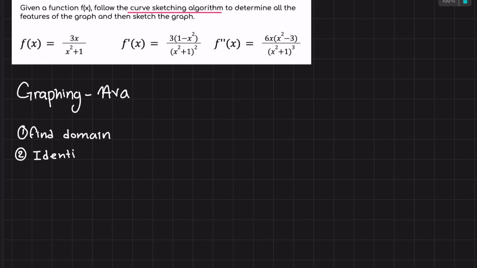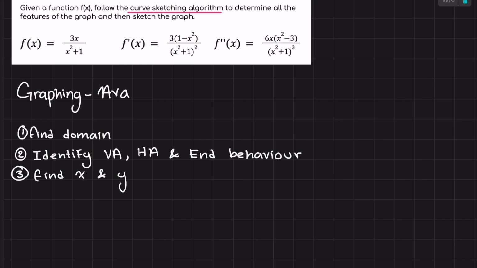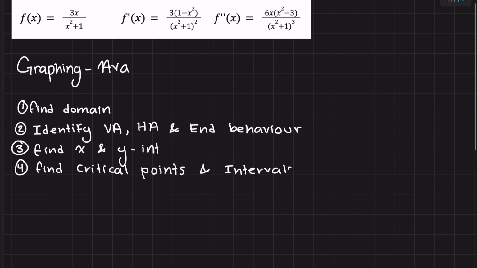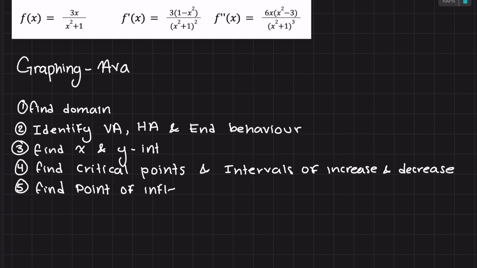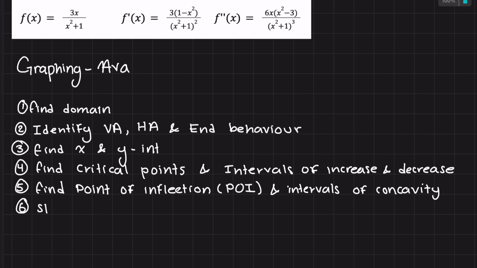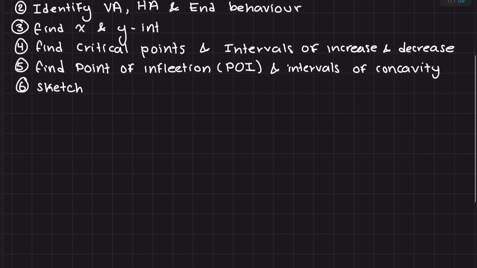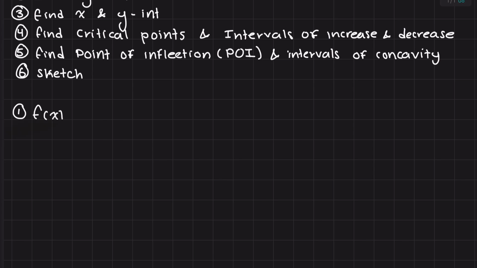So the steps for that is to find the domain, identify vertical asymptotes, horizontal asymptotes, and end behavior, then find the x and y intercepts, followed by finding critical points, as well as the intervals of increase and decrease. We also have to find the points of inflection, which is where the concavities will change, which means we have to find the intervals of concavity. And lastly, we take all that information and we sketch. So let's get started on step one.